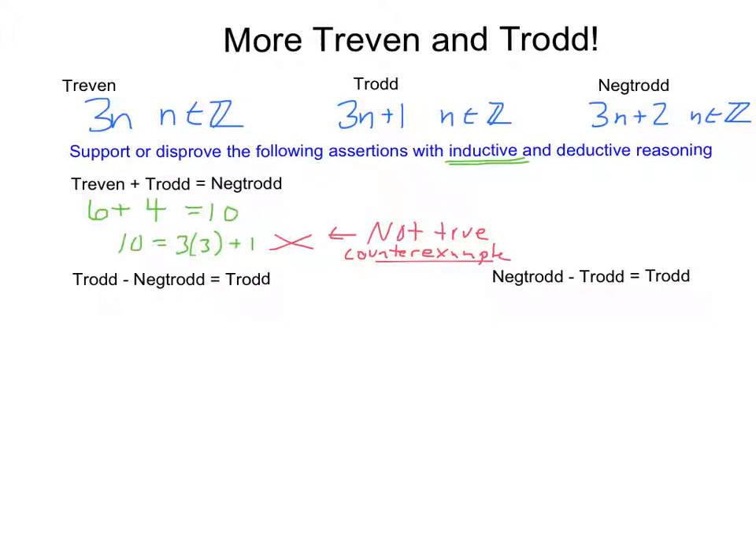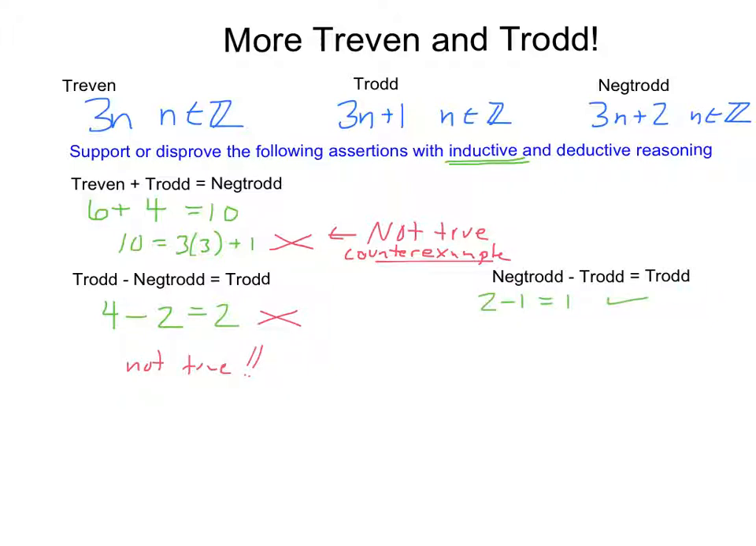Okay, trodd minus neg trodd equals trodd. Let's do a little bit of inductive reasoning here. 4 minus 2, and that is 2, and that is... oh, that one's not true either. Maybe I had this one as neg trodd earlier in my notes. Okay, so one counterexample here. I think the last one over here is going to work.